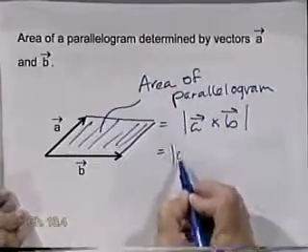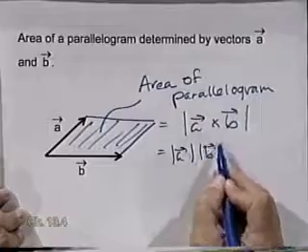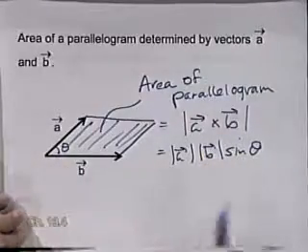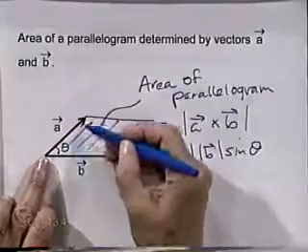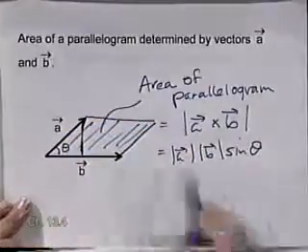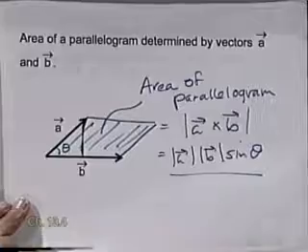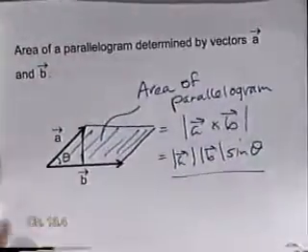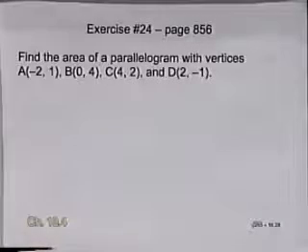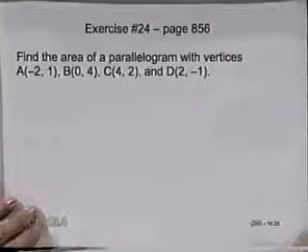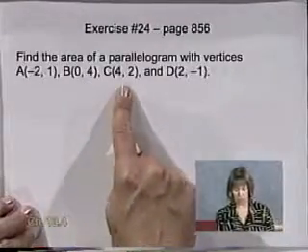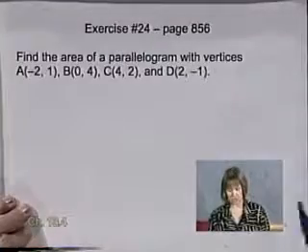Because remember, that was equal to magnitude of A times magnitude of B times the sine of the angle between them. And if you take the sine of the angle between them here, A times the sine of theta gave you your height. So the magnitude of the cross product we derived a little while ago was equal to the area of that parallelogram. So we have exercise 24 on page 856, find the area of a parallelogram with vertices -2, 1, 0, 4, 4, 2, and 2, -1.